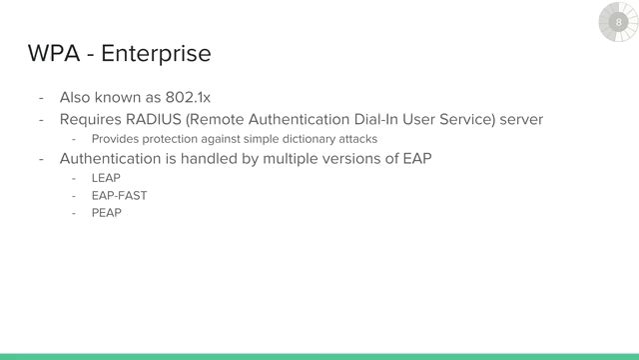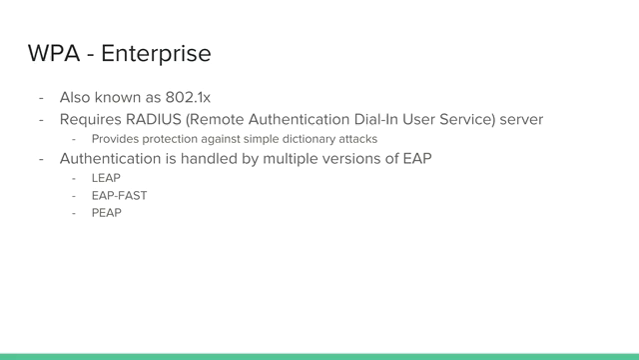WPA Enterprise is what's used at larger businesses, enterprises, or anything that needs more functionality. It's often commonly called 802.1x, just to cover all the standards. It requires a RADIUS server for authentication. RADIUS is Remote Authentication Dial-In User Service. Since it authenticates users instead of using a key, users can be given or revoked access quickly. It also prevents dictionary attacks against the key.